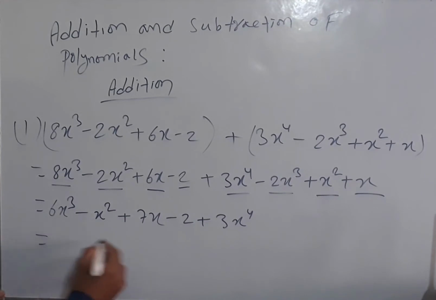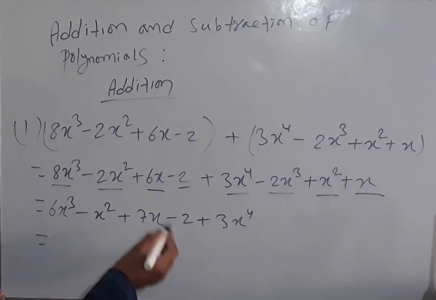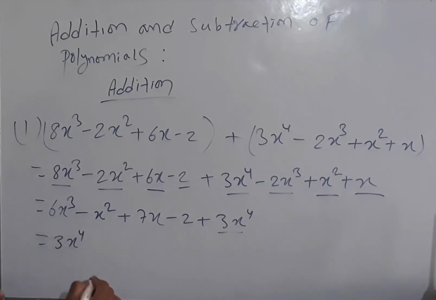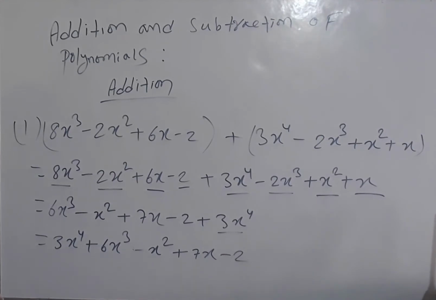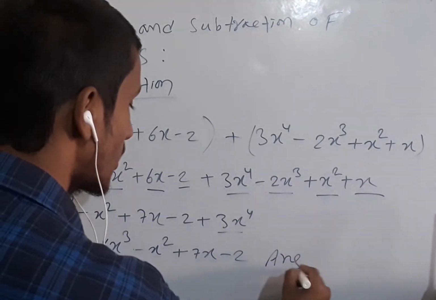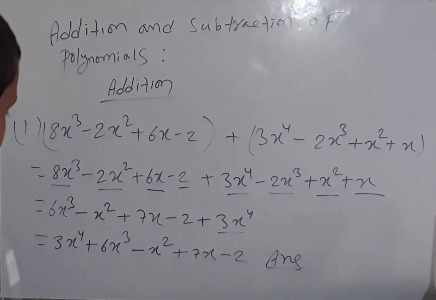Now let's rearrange this from its highest power to lowest. So 3x fourth plus 6x cubed. Why? Because this has the highest exponent and there's a rule that it should go first, then the second highest exponent, then the third one, which is x squared, plus 7x, and at last the constant. Now that's the answer.